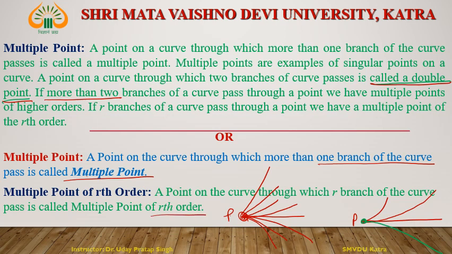In the next lecture, we will again revise this singular point and multiple point. After that, we will see the classification of the singular point, that is, the classification of the double point: what is a node, what is a cusp, what is a conjugate point.